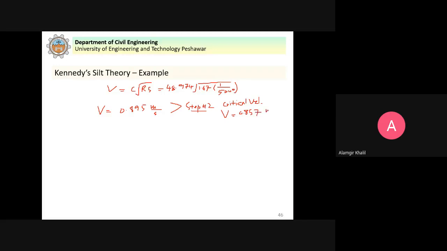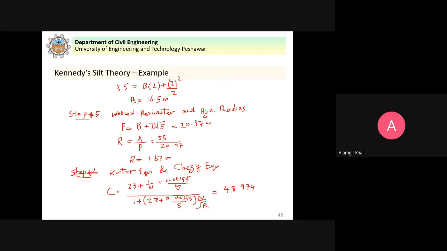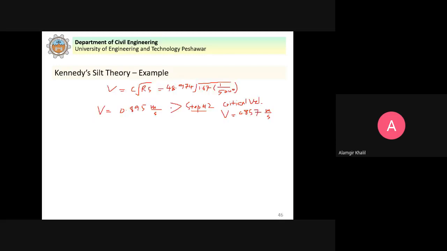0.857 meter per second. Now you can see that if these values were exactly the same, then the solution will terminate here, and we get the dimensions for the channel section. The bottom width is 16.5 meter, the depth is 2 meter, the side slopes are half to 1, and the other data that is given, longitudinal slope 1 in 5000.